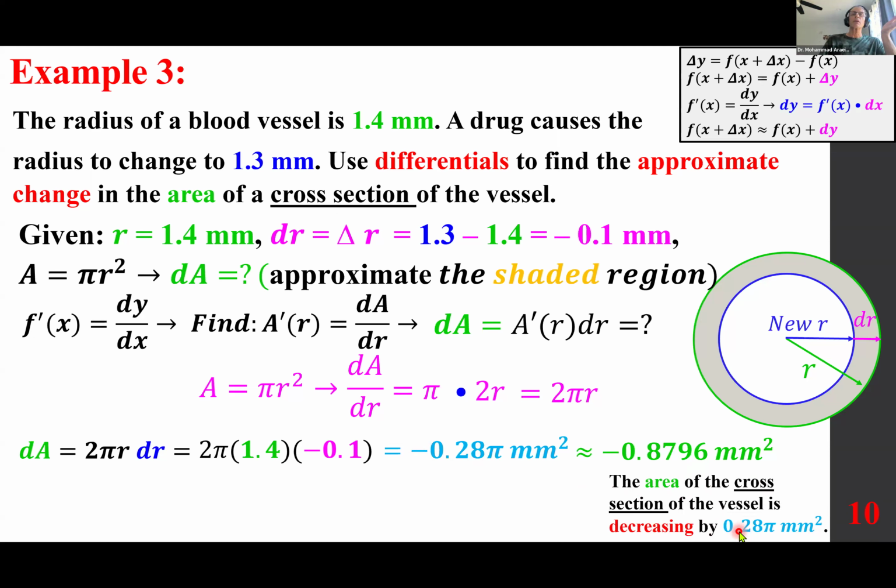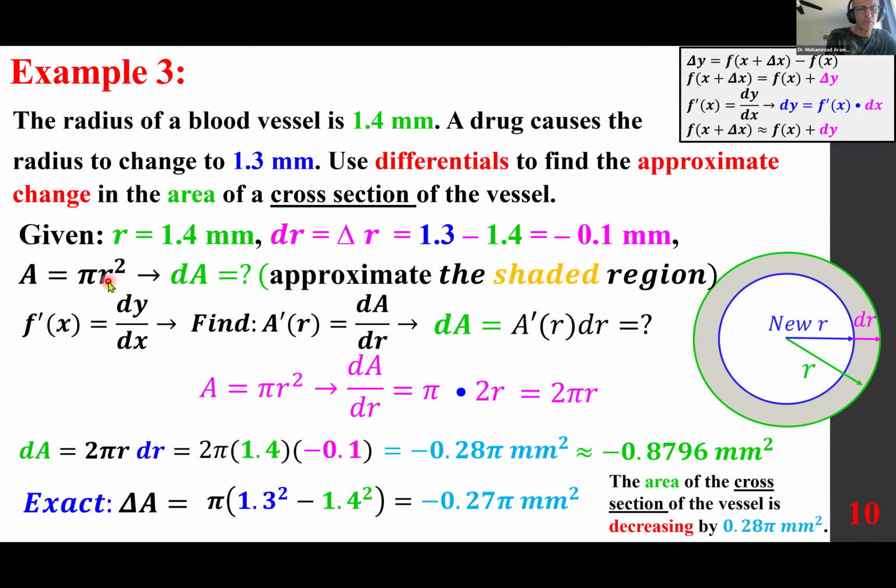So that's an approximation. The exact amount is delta A, which means you can evaluate the area for the smaller one, pi r squared, put 1.3. And for the bigger one, pi r squared, r is 1.4. The difference is what we want. I've factored out the pi times 1.3 squared minus 1.4 squared, and you get negative 0.27 pi millimeters squared. Notice how close they are. Again, we can calculate the exact value, and we don't need calculus. Just algebra, a geometry unit.